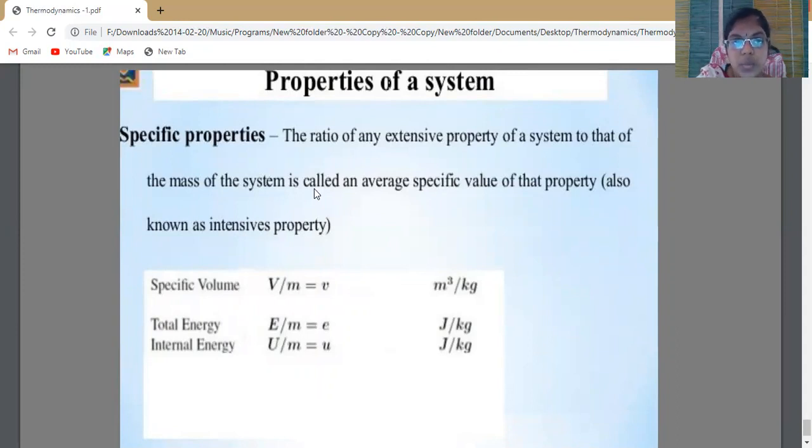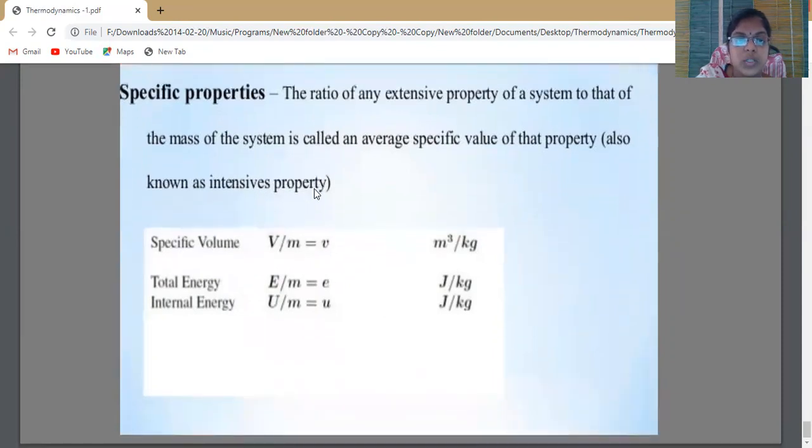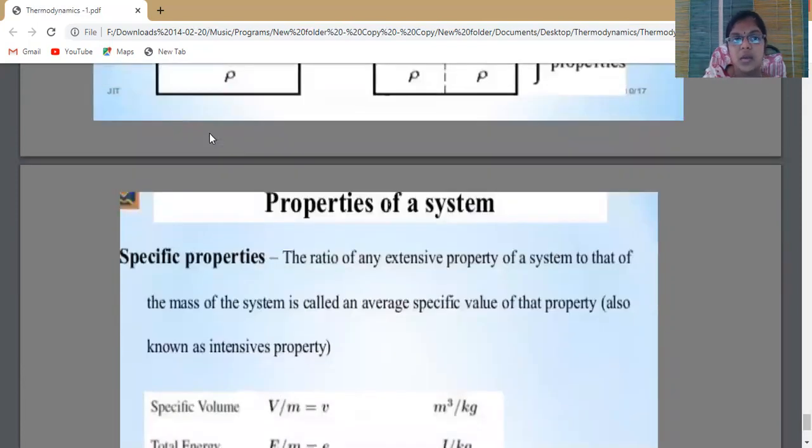How do we get specific properties? Dividing an extensive property by mass gives an intensive property. Okay. Specific volume: volume by mass is equal to specific volume. Total energy by mass gives specific energy. I hope you understand, students.